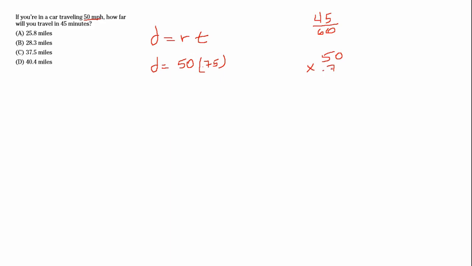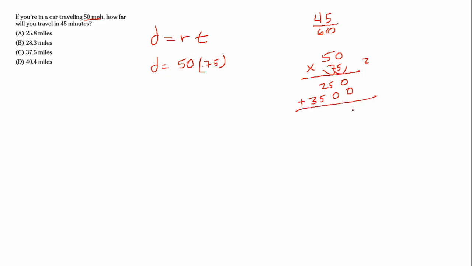50 times 0.75. Bring your decimal over 2. At the end, we'll add it back in. 5 times 0 is 0. 5 times 5 is 25. Bring down a 0 since we're starting a new integer. 7 times 0 is 0. 7 times 5 is 35.